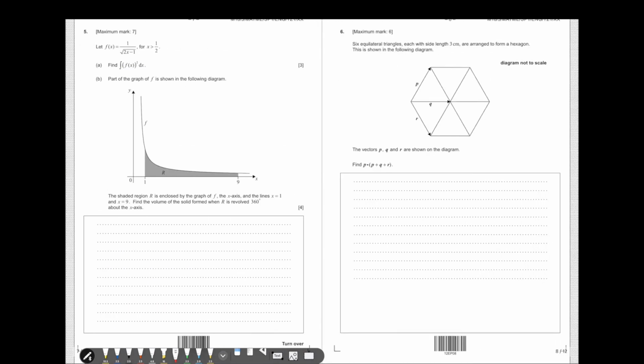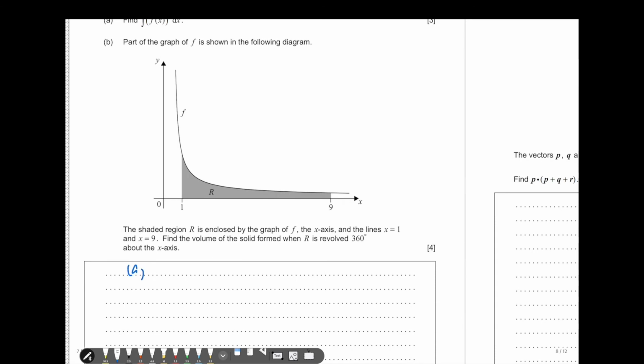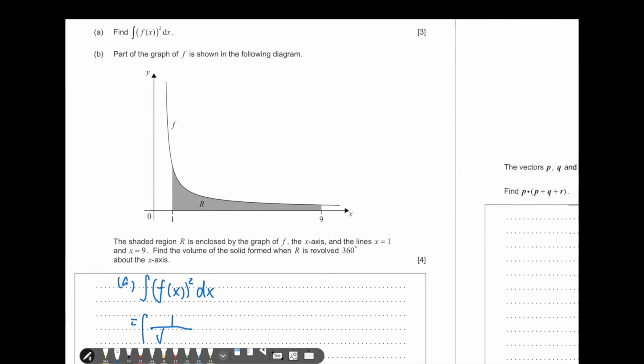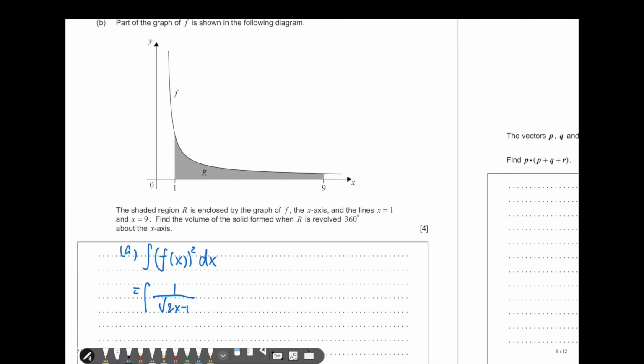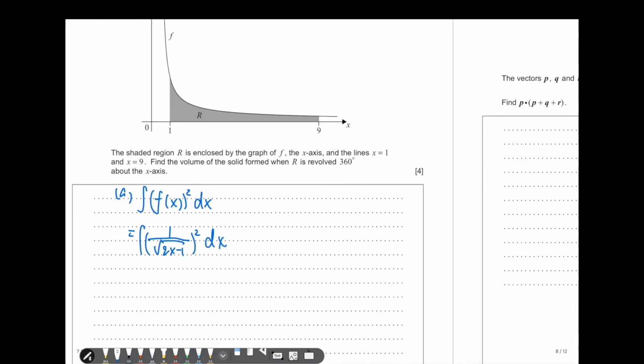And now we move on to question 5. This question is about integration and finding the volume under the graph. Part A is to integrate a function, and we have the function given, which is 1/2 of the square root of 2x minus 1, with x greater than half.